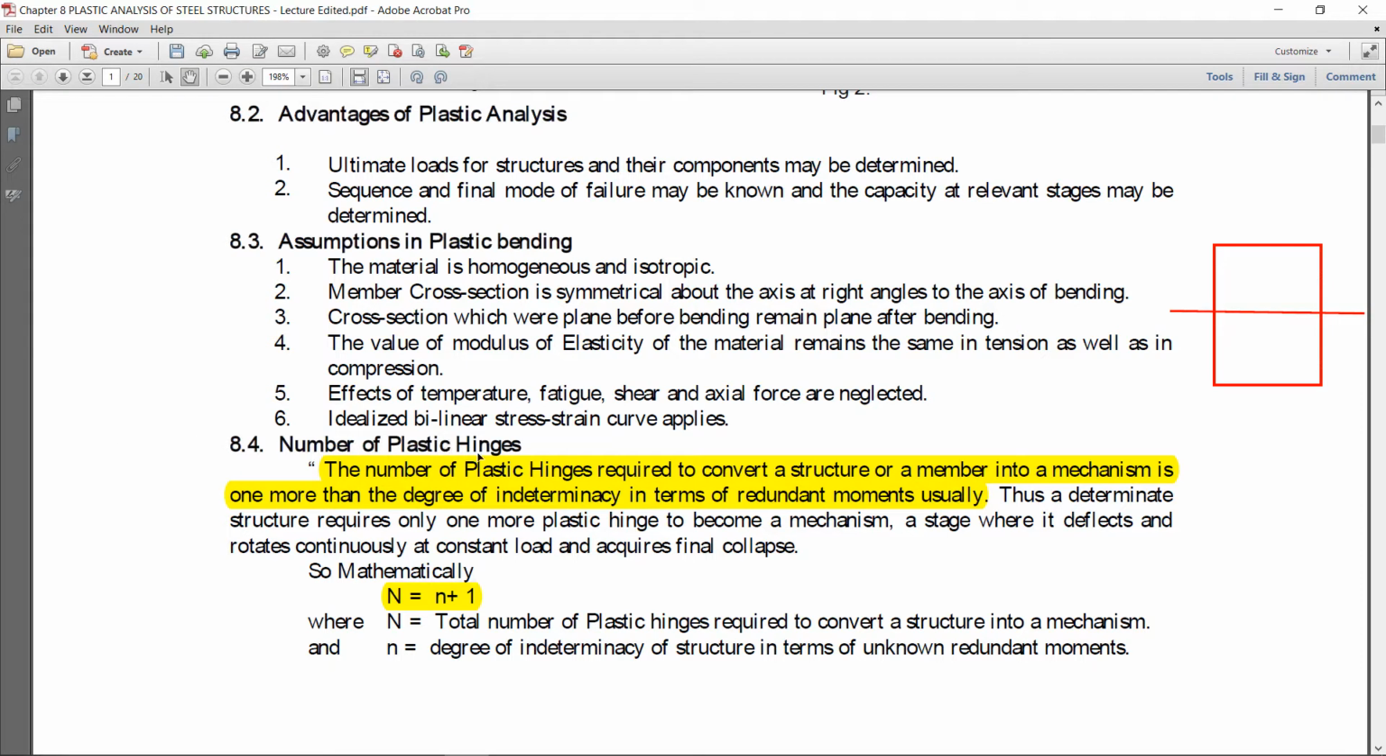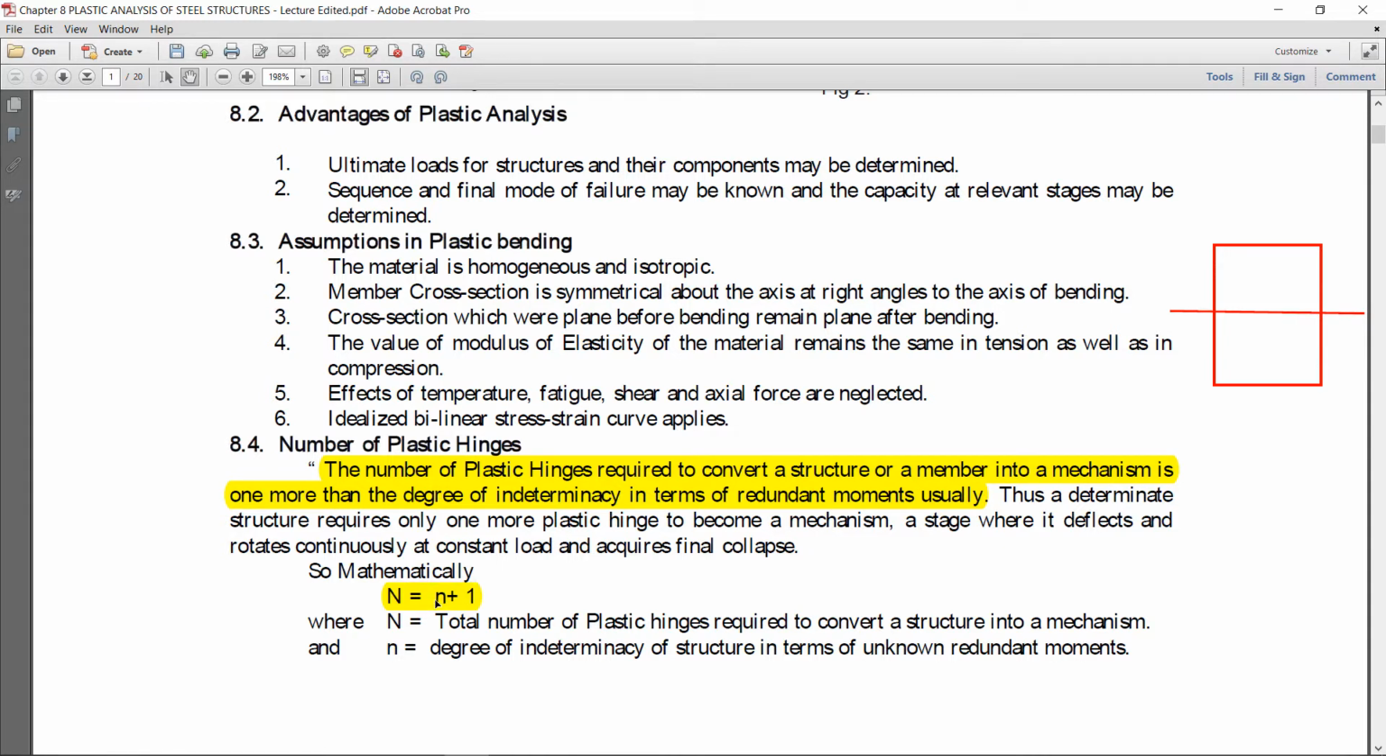Number of plastic hinges. The number of plastic hinges required to convert a structure or member into a mechanism, meaning a failure mechanism, is usually one more than the degree of indeterminacy, in terms of redundant movements. Redundant means unknown. Okay, I have shown how it works. Here is the formula: n equals N plus 1. Okay, N is the degree of indeterminacy.